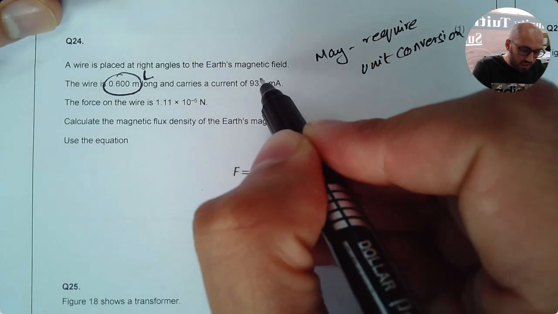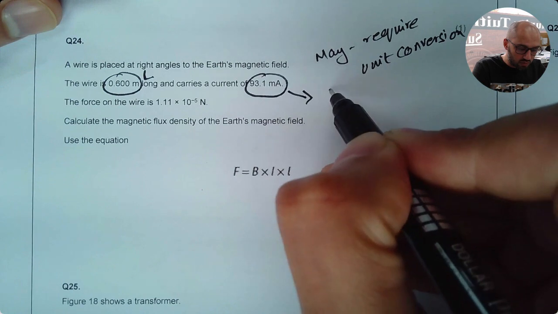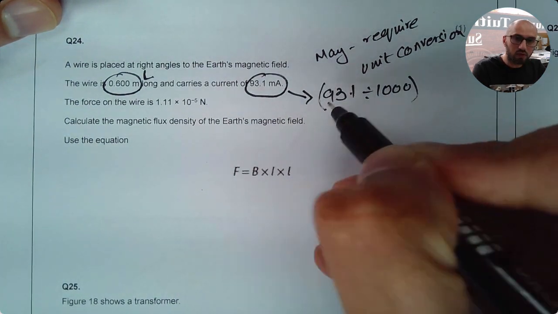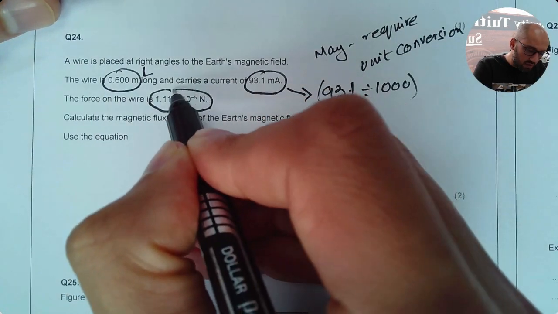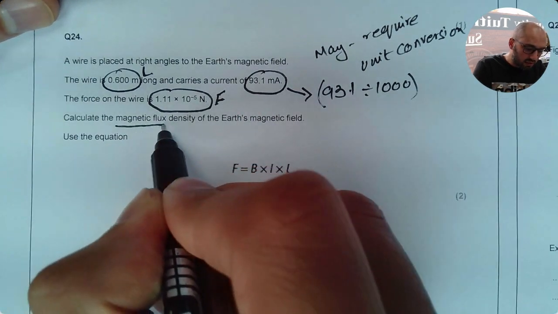And the current it carries is 93.1 milliamps. So we can't use this value. It has to be 93.1 divided by 1000. This is coming from key concepts. And the force on the wire is 1.11 times 10 to the power of minus 5 newtons. Calculate the magnetic flux density.